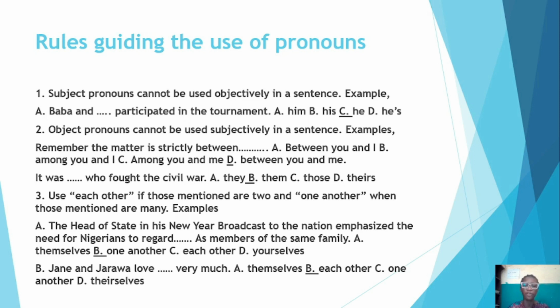If you refer to two persons with one another, Jane and Jarawa love one another very much, it is incorrect. The correct thing to say when you're referring to two persons is Jane and Jarawa love each other very much. Let's look at the next rule.